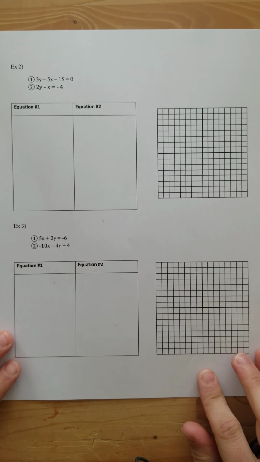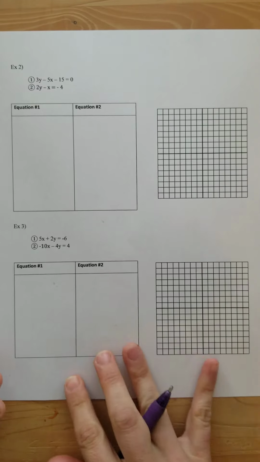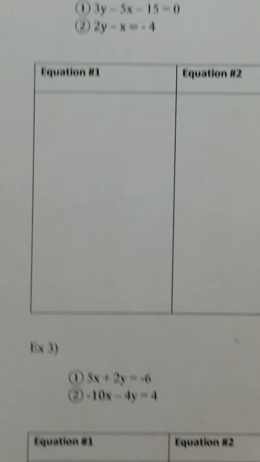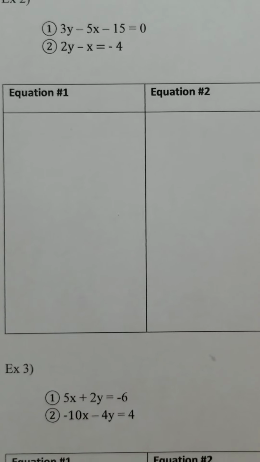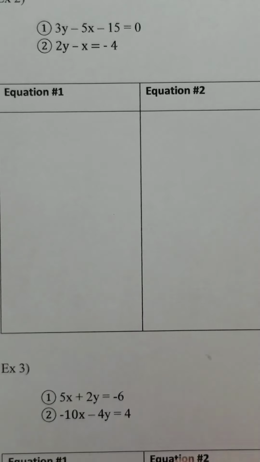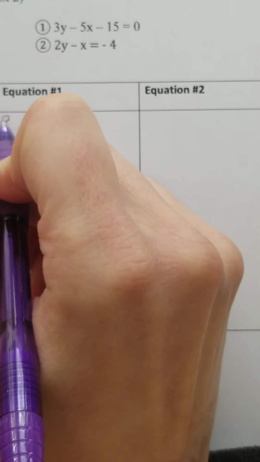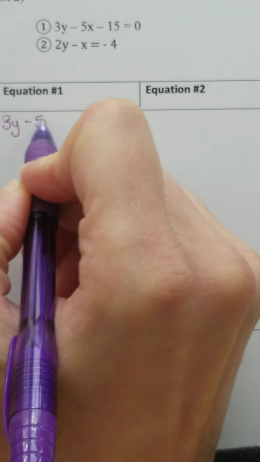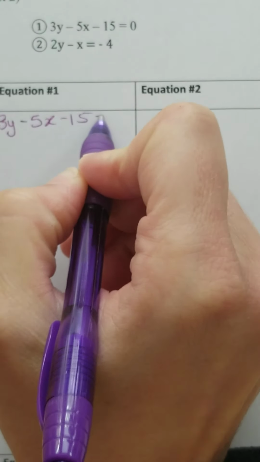Okay, let's do a couple more. So I'm going to zoom in on this solving section here. Alrighty. So for my first equation, let me just write it down. 3y minus 5x minus 15 equals 0.